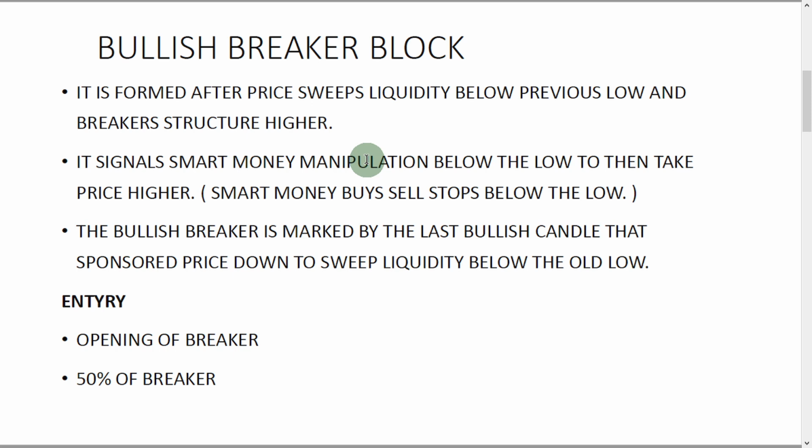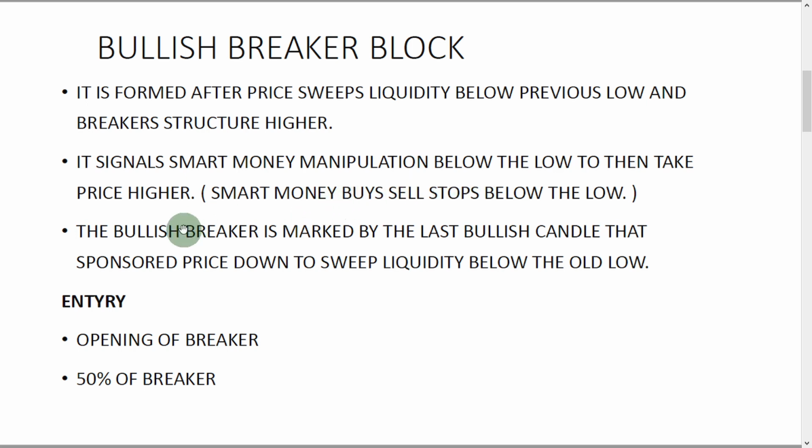So first of all, we're going to look into a bullish breaker block, and it is formed after price sweeps liquidity below a previous low. So there has to be a previous low, then price sweeps liquidity below that previous low, and after that there should be a break in market structure or a shift in market structure higher. When this happens, we say it signals smart money manipulation below the previous low to then take price higher. So what smart money is doing is they are buying the stops, the sell stops below the low.